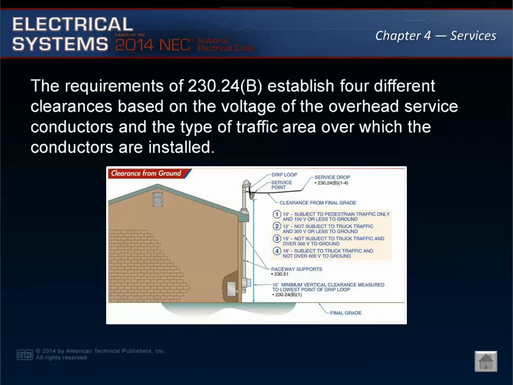The second type of clearance that shall be maintained for overhead conductors is vertical clearance from ground. The requirements for 230.24(B) establish 4 different clearances based on the voltages of the overhead service conductors and the type of traffic over which the conductors are installed.